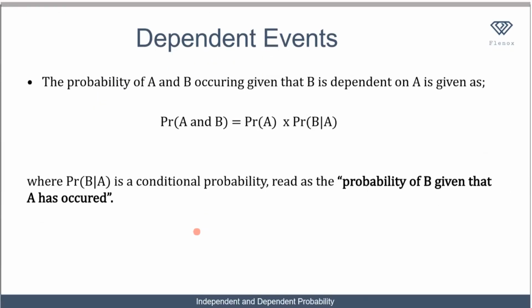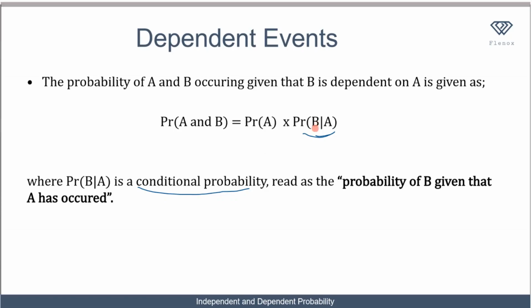So now the probability of A and B occurring, given that B is dependent on A, is given as: probability of A and B is equal to the probability of A times the probability of B given A. This sign here means given, so probability of B given A. Probability of B given A is a conditional probability that is read as the probability of B given that A has occurred. So this probability of B given that A has occurred is an indication to the fact that event B occurring is dependent on what has happened when event A occurred.